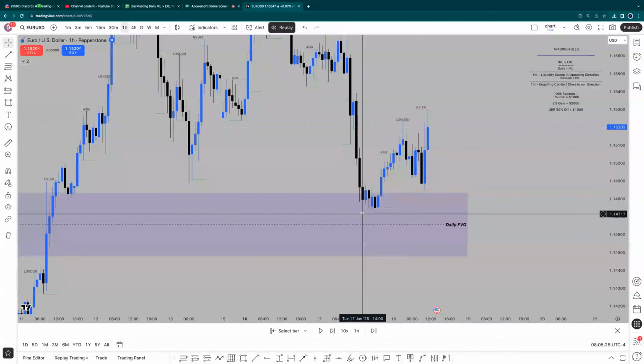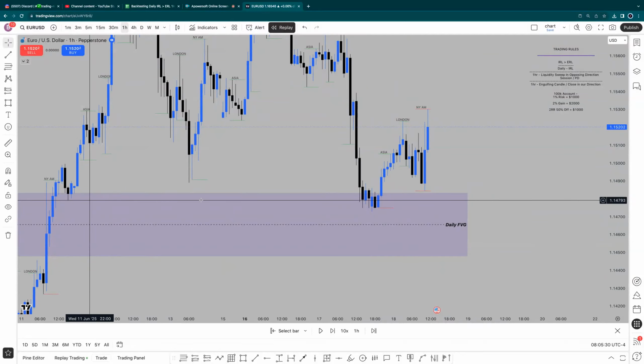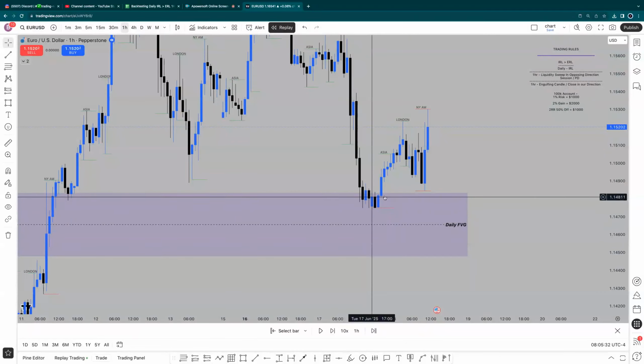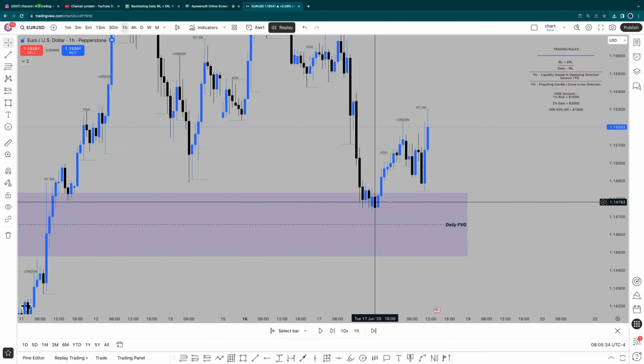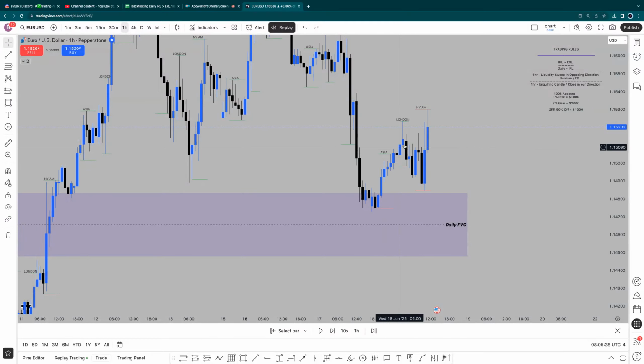FVG. We have taken that low over there. We've taken that low there. That is an engulfing candle also. So technically, if you traded Asia, you could have taken that. Okay, so we make a move up.